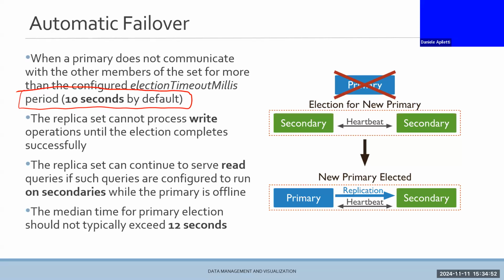The time for the election of the new primary is typically 12 seconds. You see, it's kind of a long time in our world of real-time things. So if you have a real-time service like playing a game, for 12 seconds you are stopped. It's not very nice if you're paying, okay? But anyway, the nice thing is that it's automatic. So even if it's Christmas and you are on holiday, it works, okay?